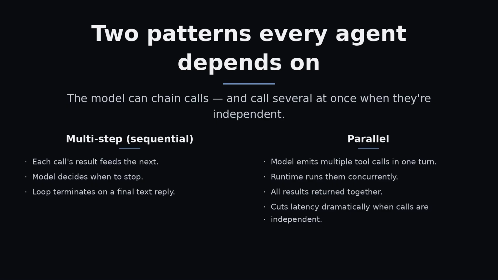That's how the model signals it's done. The complement is parallel tool use. Modern models can emit several tool calls at once when they're independent, fetching weather for 3 cities or running 3 database queries that don't depend on each other. The runtime executes them in parallel and returns all results in a single follow-up message. That single optimization can cut agent latency in half.